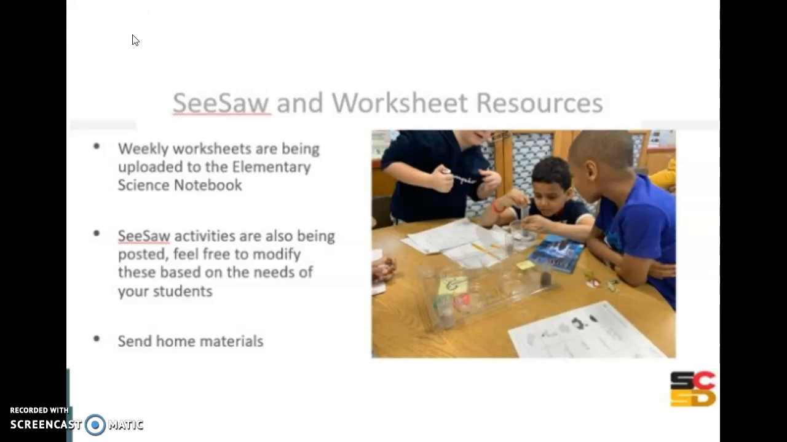Those of you looking for the Seesaw and worksheet resources, they can be found on the Science Notebook for Elementary. If you still need access to the Science Notebook, please email Ashley Blood so that you can receive access to those materials. As always, please feel free to modify anything that you think would better suit the needs of your students. You know them best, so modify accordingly, please.